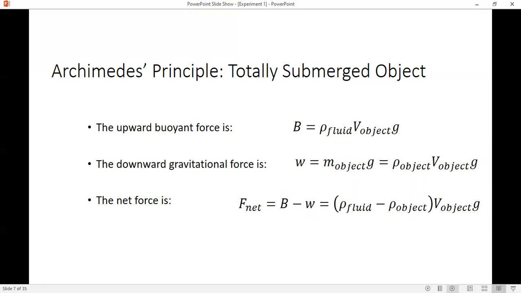A net upward force, a net positive force here, indicates that the object is going to go upward, it's going to float. A net downward force indicates a sinking force, or a net force which is going to cause it to sink.